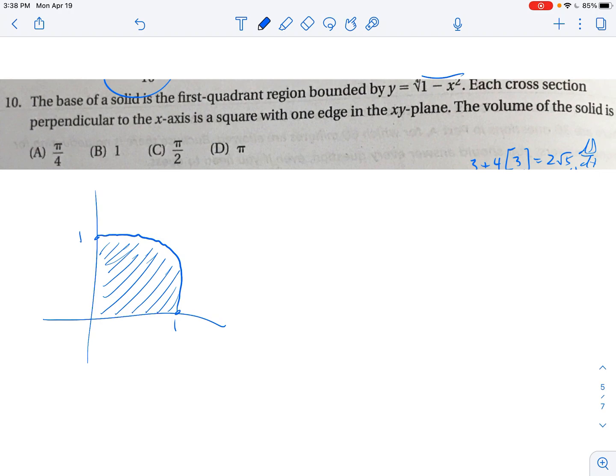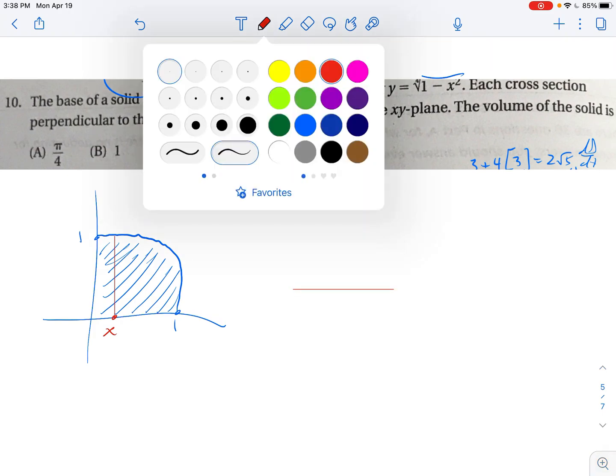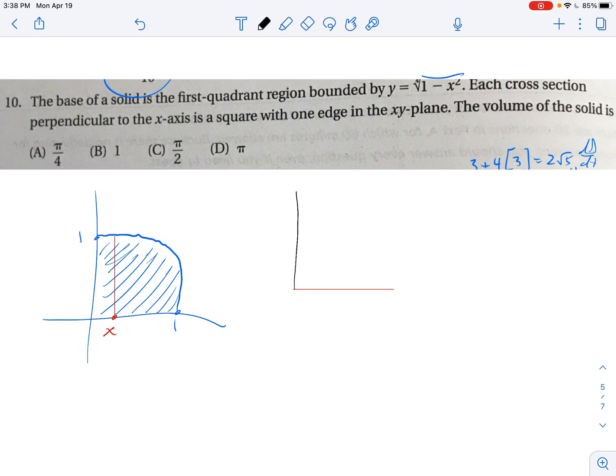Each cross-section perpendicular to the x-axis is a square with one edge in that plane. So the idea is, think of that as the bottom of a square. That red segment is the bottom of the square, and then here are the other sides of the square, and imagine that square rising up out of the blue region towards you. So this is the side view. This is basically the top view.